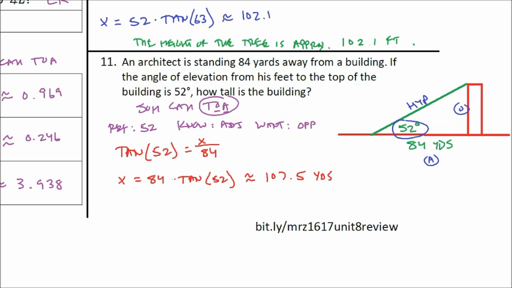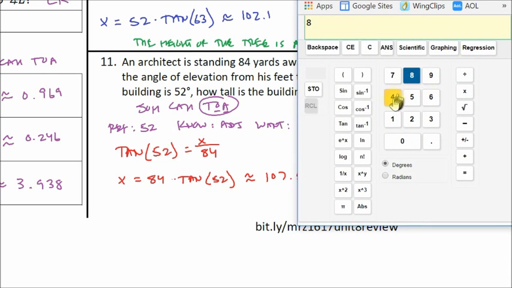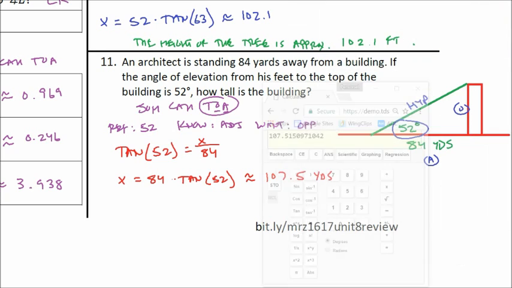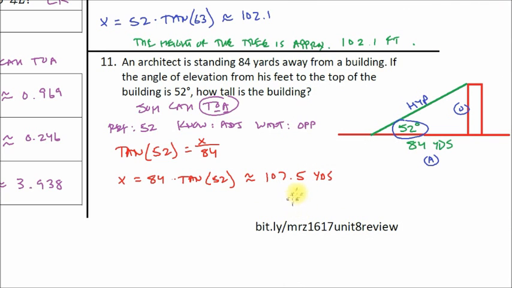I'm going to check that real quick. So 84 times tangent of 52. Yep, 107.5. So again, to get full credit on this worksheet, you need to write out this answer as a sentence. The height of the building is approximately 107.5 yards, or you could say the building is approximately 107.5 yards tall. Make sure you write this as a sentence right here. So put your sentence right here below that answer to get full credit.